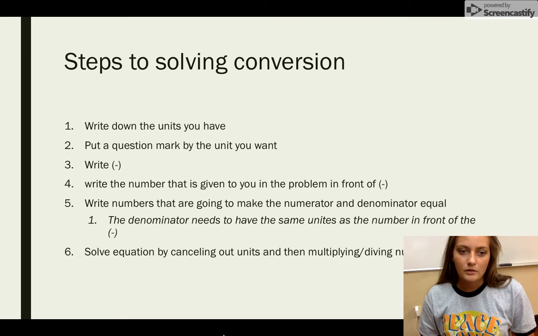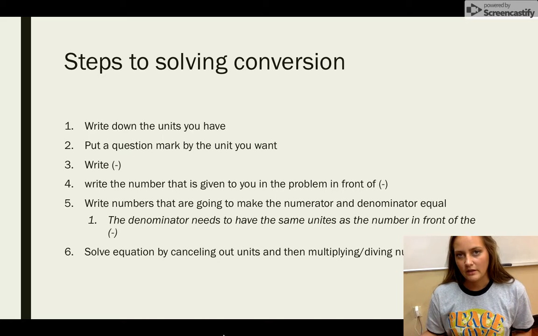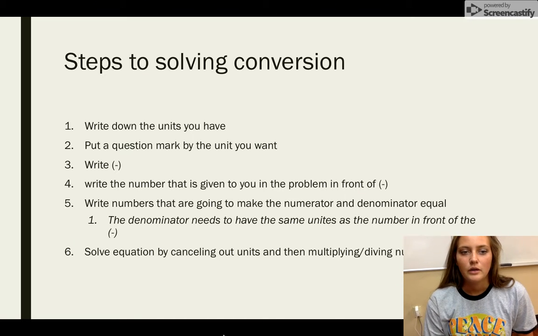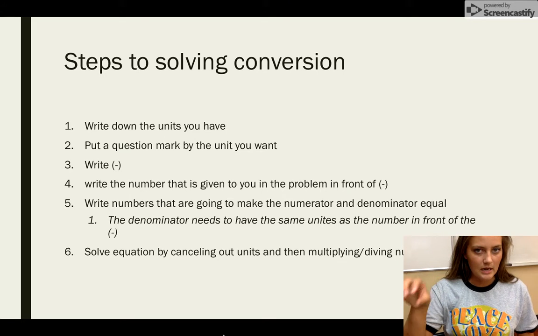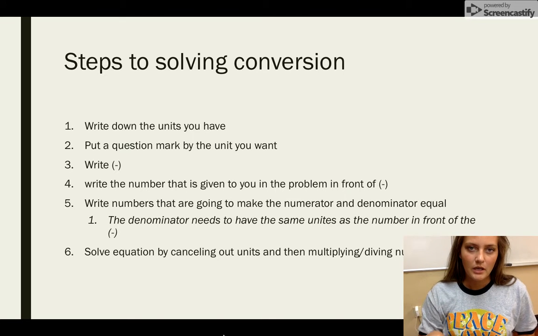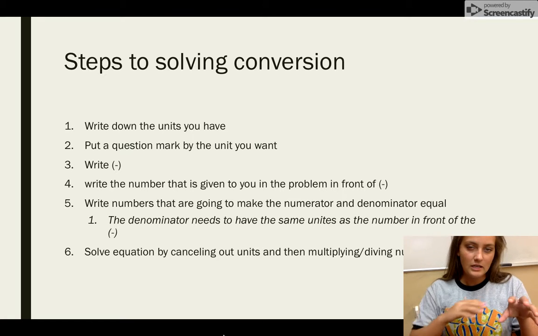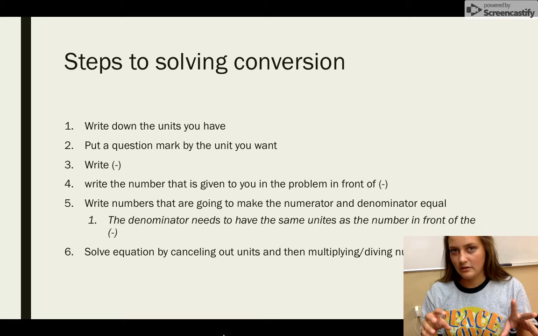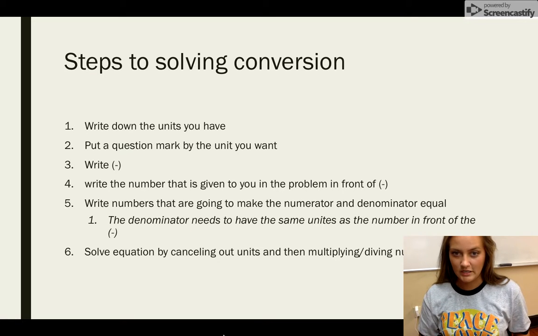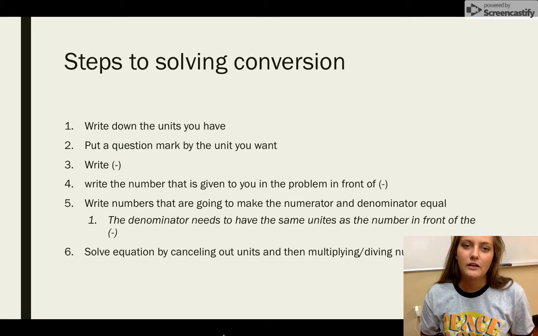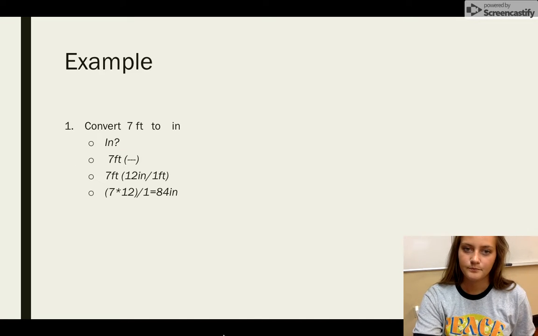The last step, to solve the equation, you cancel out the units like I said, and then you multiply and divide the numbers out to get the answer that you want. So we would have 1 foot on the top is equal to 12 inches on the bottom. So in ours, we have 12 inches times 1, which is still 12, divided by 12, which equals 1. So 1 foot equals 12 inches, and that would solve that equation.